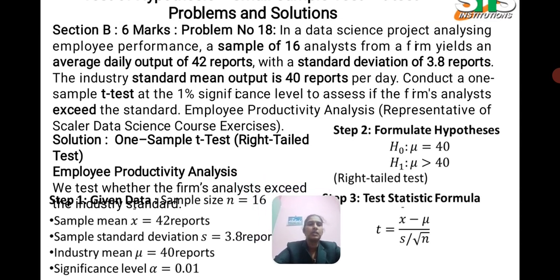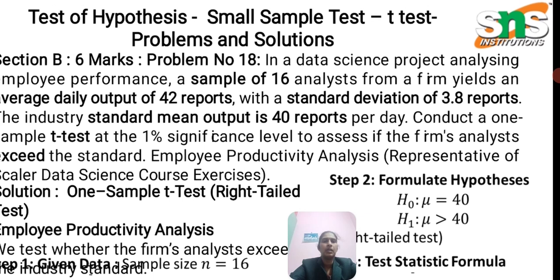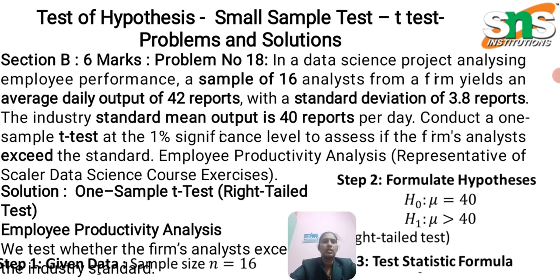So another problem is also based on the t-test. We can move on to the next problem. This is also a 6-mark question. In a data science project analyzing employee performance, a sample of 16 analysts from one firm yields an average daily output of 42 reports. And here the standard deviation is given as 3.8 reports. The industry standard mean output is 40 reports per day, and we have to conduct the t-test at the 1% significance level.